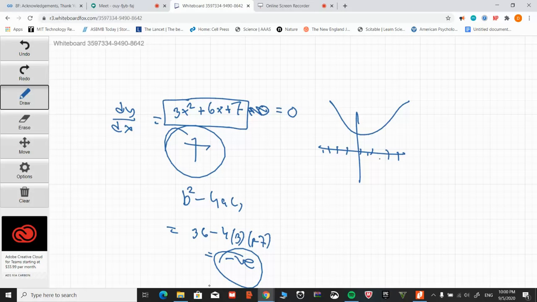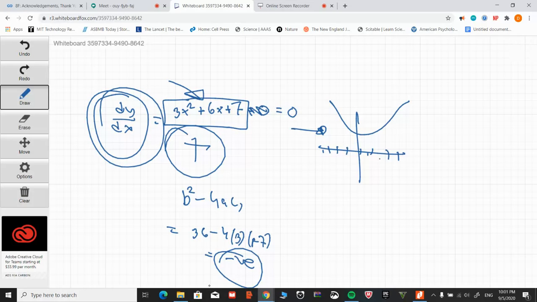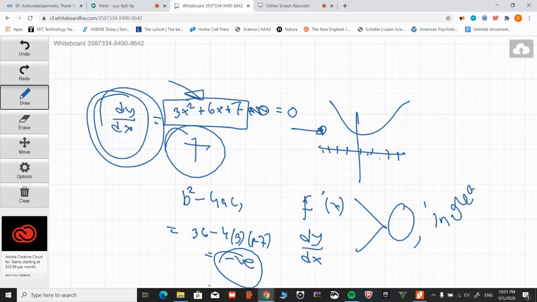That means this equation dy by dx equals 0 will never have a value. So dy by dx will never be 0. Or in other words, dy by dx will always be positive. The graph will always look like this. It will not go toward negative. What value will not go toward negative? The value of dy by dx will not go toward negative, because we're drawing dy by dx here. Whenever f prime x or dy by dx is always positive, the function is said to be increasing.